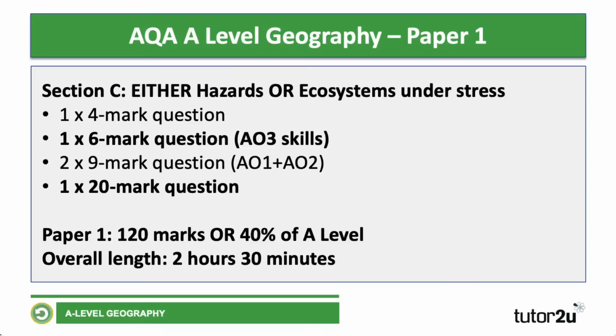Section C, it's worth remembering, carries more marks than section A and section B. If you look at the question types we'll be facing, there'll be a 4-mark question again, a 6-mark question, and then two 9-mark questions in sequence, followed by that all important 20-mark essay question. In section C we're focusing on hazards, not ecosystems under stress. We've got other revision videos for ecosystems under stress, but that hazards section carries quite a lot of marks.